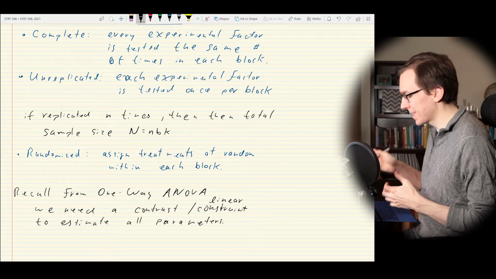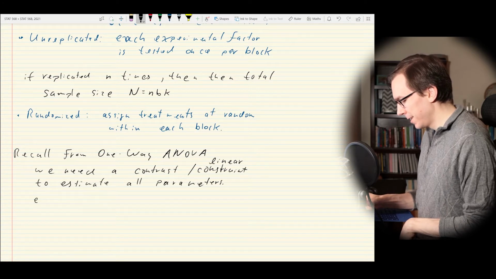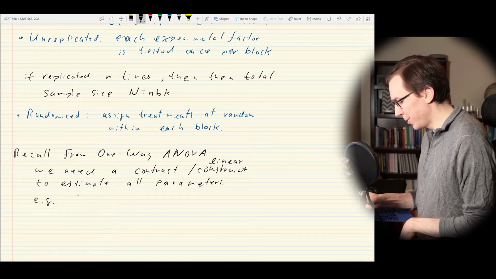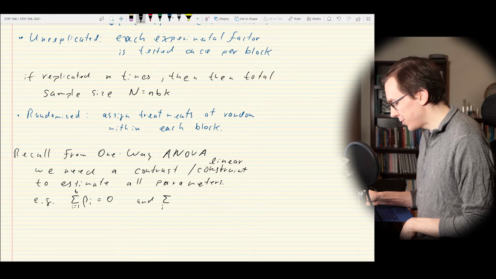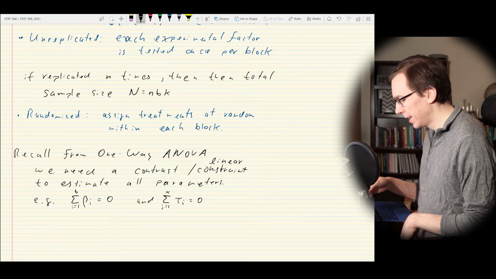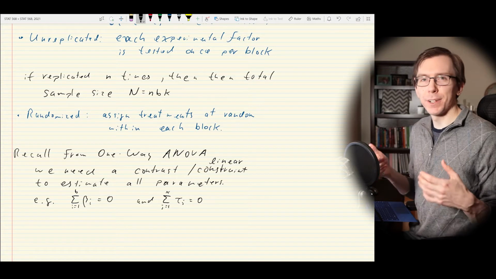So we have something that looks very similar to what we had before. For example, what we can assume is that the sum of the beta i is going to be 0, this is i from 1 to little b, and the sum j from 1 to k of the tau j is going to equal 0. This is one example. This is that sum to 0 constraint.